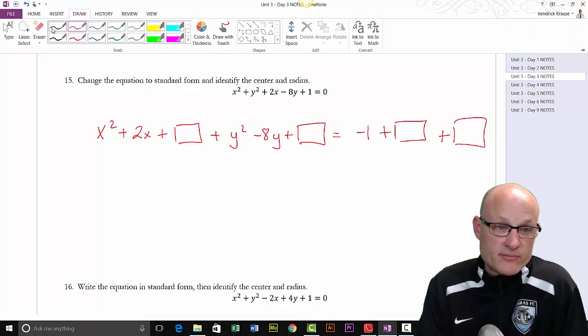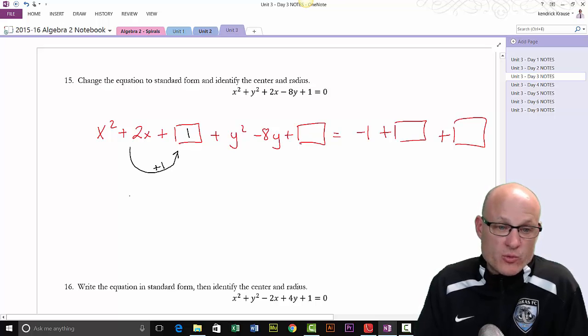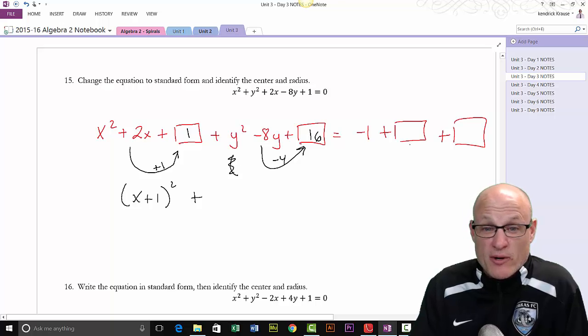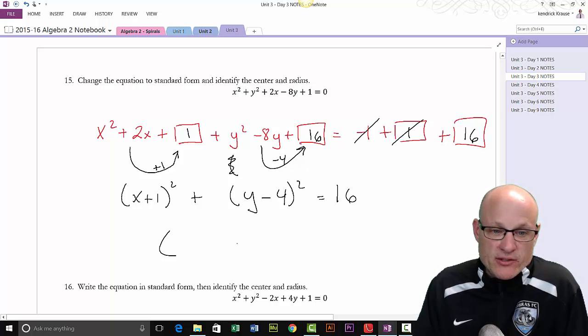Let me change colors so you can see this. Half of this is positive 1. Positive 1 squared is 1. It's (x plus 1) squared plus, oops, half of this is negative 4. Negative 4 squared is 16. By the way, I should have put this positive 1 over here and this positive 16 over here. So this gives me (y minus 4) squared is equal to 16. Again, these cancel. So my center is (negative 1, positive 4), and my radius is 4.